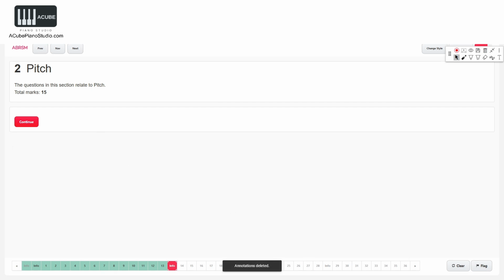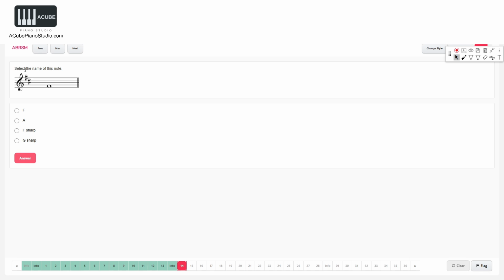Now that we have completed the section on rhythm, let's move on to the section on pitch. Select the name of this note. Whenever you're doing this question, the first thing you do is to check the key signature. This key signature is F sharp and C sharp. So all F or C, you need to put a sharp unless there are some accidentals on the notes.